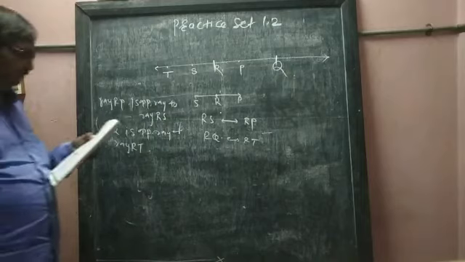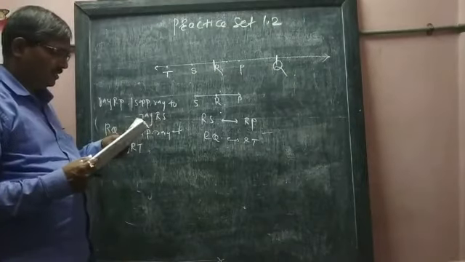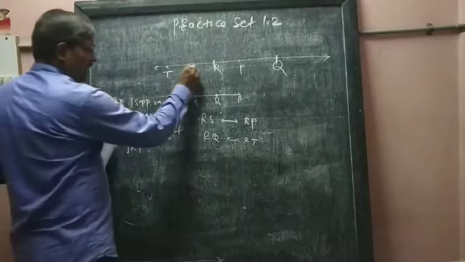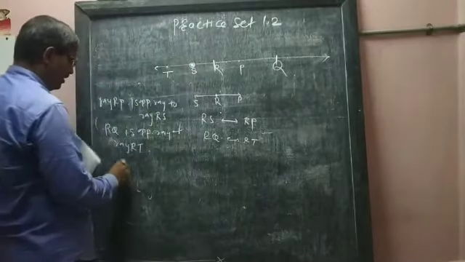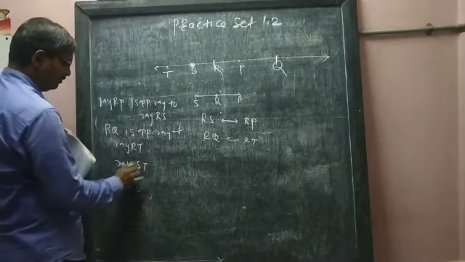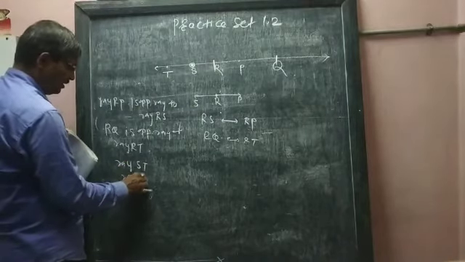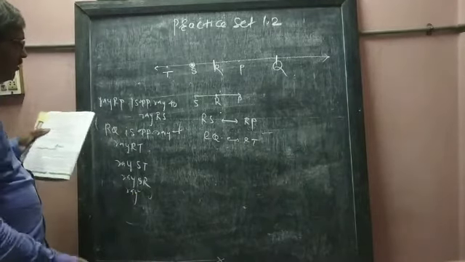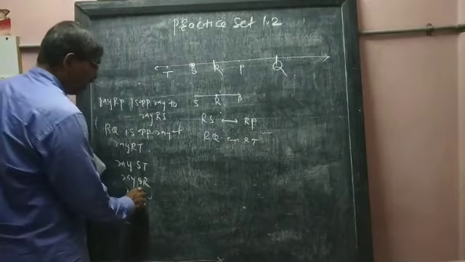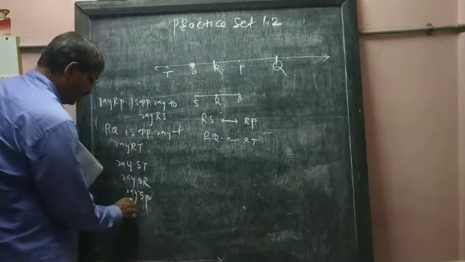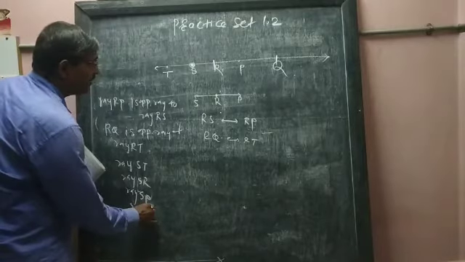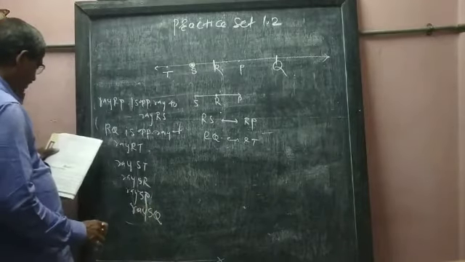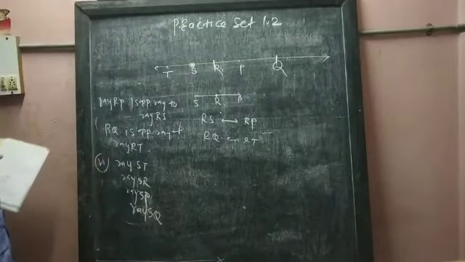Now next question. Write any two rays with common endpoint S. S must be common endpoint, and you should write ray ST, ray SR. There is no limit, so you may write ray SP, and even you may write ray SQ also. This is the answer of question number 6.